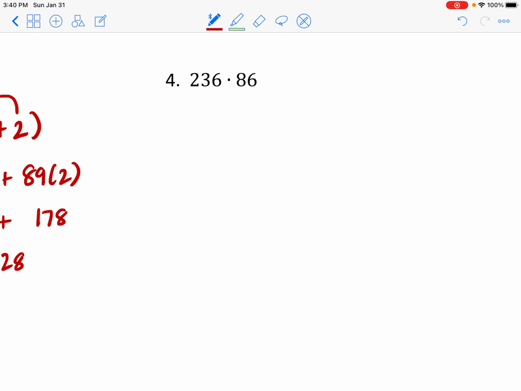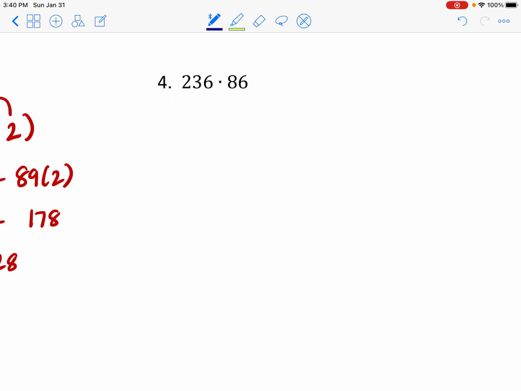Okay? So again, I'm going to do this the traditional way, 236 multiplied by 86. So let's start by multiplying the 6. 6 times 6 is going to be 36. So we're going to have 6 here, and we're going to carry the 3. And then 6 times 3 is 18. 18 plus this 3 makes 21. And so we're going to put the 1 here and carry the 2. And then 8 times 2 is 16. 16 plus the 2 there makes 18. And so 18 is going to come down here.